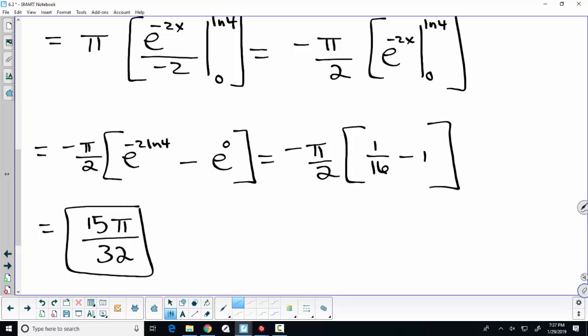So if we didn't do the 1/16 and we put it in decimal, and then times it by pi, is that okay? It depends on what the instructions are. If it says exact value, then no. If it just says find the volume, then yes. Okay. So if it says exact, it's got to be exact. There can't be decimals in it.